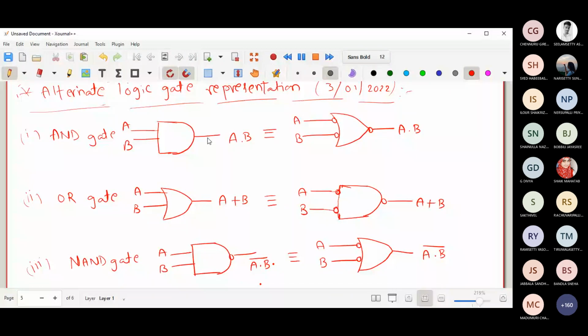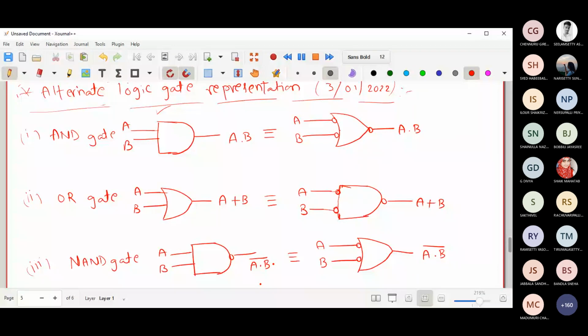Suppose the AND gate is there. This is the usual standard symbol for the AND gate. Inputs A and B are the inputs, so A dot B is the output, the AND function. That can be equivalent to this type of symbol on the right side. You can represent the AND function like this also.